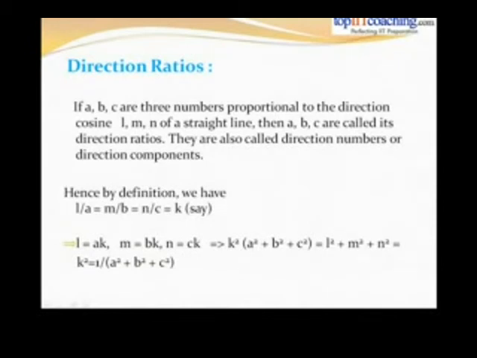So K square into A square plus B square plus C square would be equal to L square plus M square plus N square, and we also know that this is equal to 1. Thus K square would be equal to 1 by A square plus B square plus C square. Thus we get the value of K equal to 1 by under root of A square plus B square plus C square.